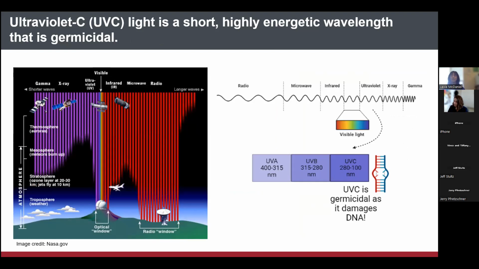And that visible light range falls in the middle. And the ultraviolet-C falls right outside of that visible light spectrum. And so the UV spectrum contains UVA, UVB, and UVC light. UVA and small amounts of UVB reach the Earth's surface in daylight, while UVC does not. This is a good thing because UVC light is a short, highly energetic wavelength that is germicidal. And like I said, it's that surface sterilization.